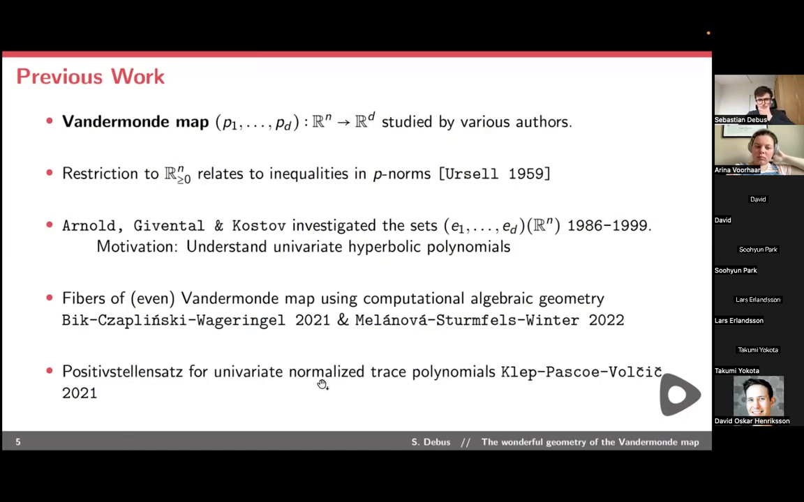And here I use the word normalized trace. And this is when you replace trace of a matrix A by trace of the matrix A divided by n, where n is the size of the matrix. And this changes something. So we see this later.